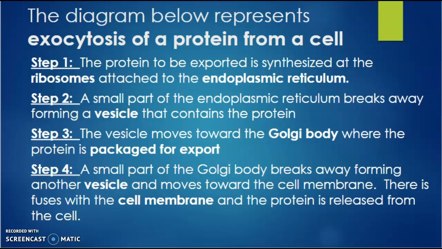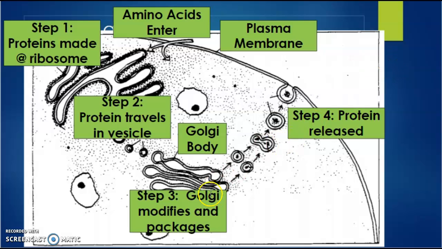In step 4, a small part of the Golgi body breaks away, forming another vesicle that's going to move towards the membrane. This vesicle will be responsible for fusing with the cell membrane, and the protein is released outside of the cell. So here, step 4, we have the new vesicles forming, and the vesicle will then fuse to the cell membrane and release the contents that was inside of the vesicle out of the cell.